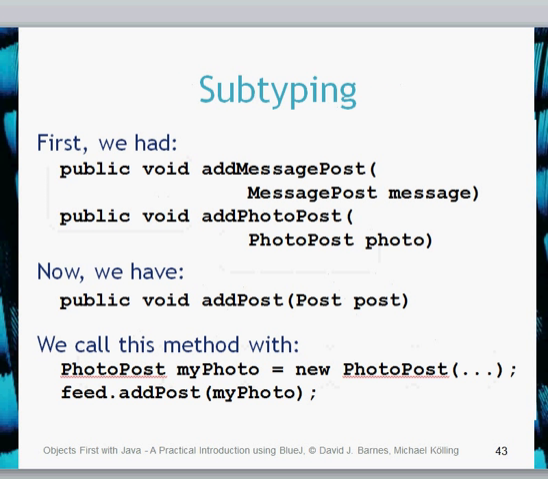So we consider our first project, our version 1: we had these two methods in our NewsFeed class. We had public void addMessagePost, which took a MessagePost type, and we had our addPhotoPost, which took a PhotoPost type. Now all we need is addPost, and that will take a Post type. We can call this method, shown at the bottom of the screen there, create a new photo post, and then from our NewsFeed type we simply do feed.addPost(myPhoto). So although we've said that the parameter is of type Post, we can provide that parameter with a subtype of the type.